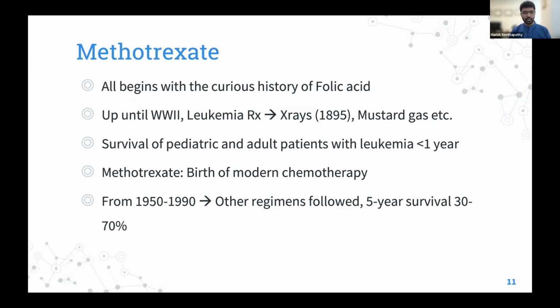Because as you see, anti-cancer therapy didn't really exist at all. All you could do is, if you see a growth, you could go in and cut it out. And then when X-rays came in, you could irradiate it. And then you had these very crude treatments like mustard gas. And for liquid tumors, you had nothing. So the survival of patients with leukemia, both adult and pediatric, was less than 1 year after diagnosis. So methotrexate.